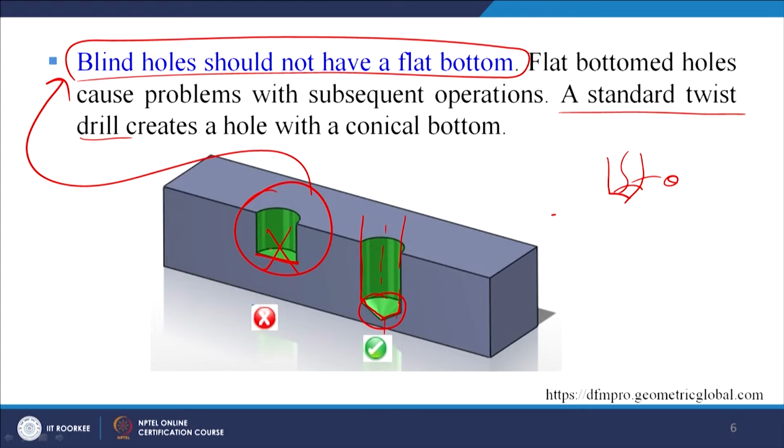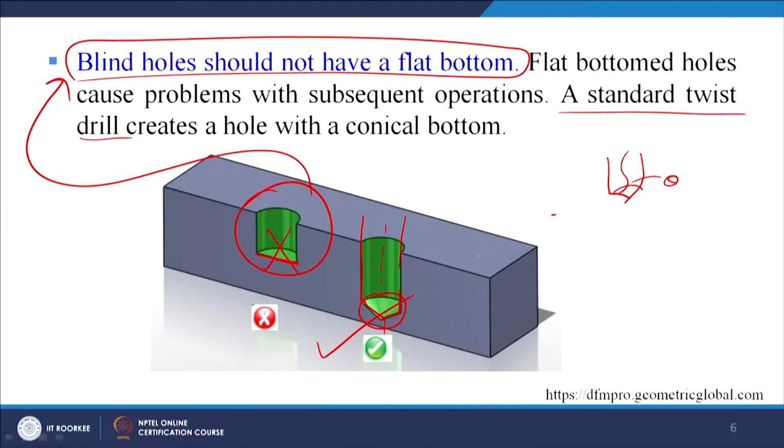So we must not specify a flat bottomed blind hole in case of our parts where the hole has to be done in the blind manner. Especially in case of blind holes, flat bottoms may not be specified. We can specify a conical bottom, and therefore it is the right way of producing a hole inside a plate or inside a thick plate using the twist drill, where the bottom is conical in nature, which corresponds to this geometrical feature of the twist drill.